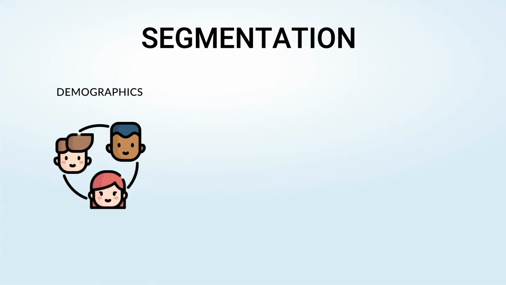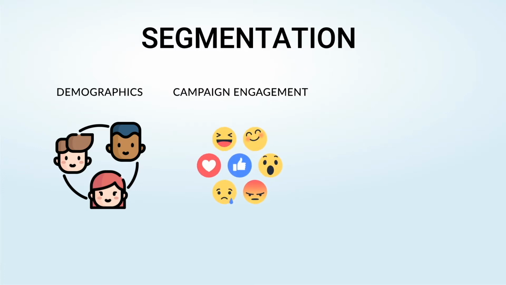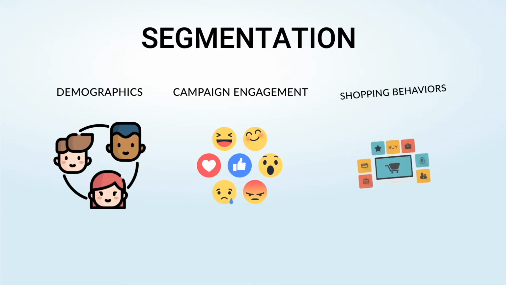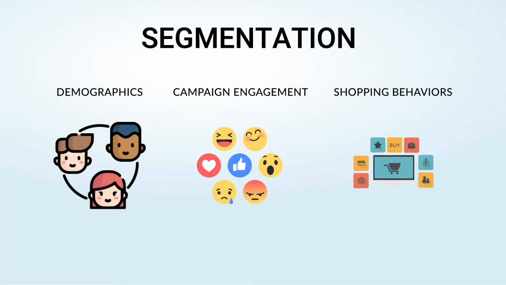Demographic segmentation. You should target your customers by age, gender, location, average income, etc. Campaign engagement. It means you need to divide customers based on how they engage in your campaigns, like clicks, reacts, or signing up. Shopping behavior. Shopping behavior would be targeted by how your customers shop: if they browse a category, if they add something to their cart, or if they abandon during checkout.